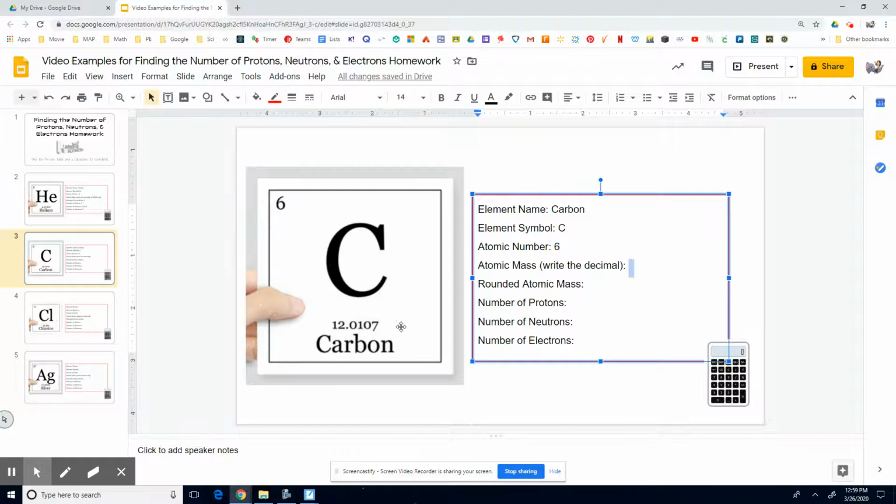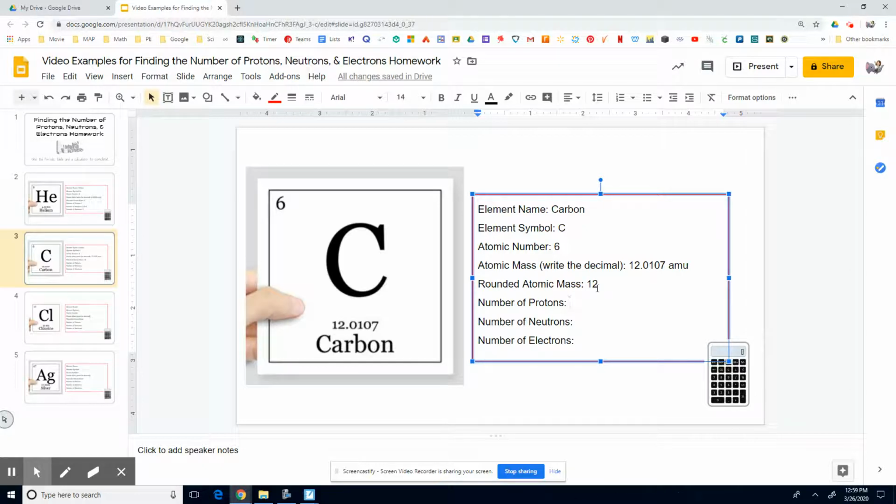And then the atomic mass written as a decimal, I see 12.0107. So I'm going to write 12.0107. And that was atomic mass units. All right, now I need to round the number 12.0107 to the nearest whole number, and that is closest to 12. And then I can go ahead and start to figure out my number of protons, neutrons, and electrons.